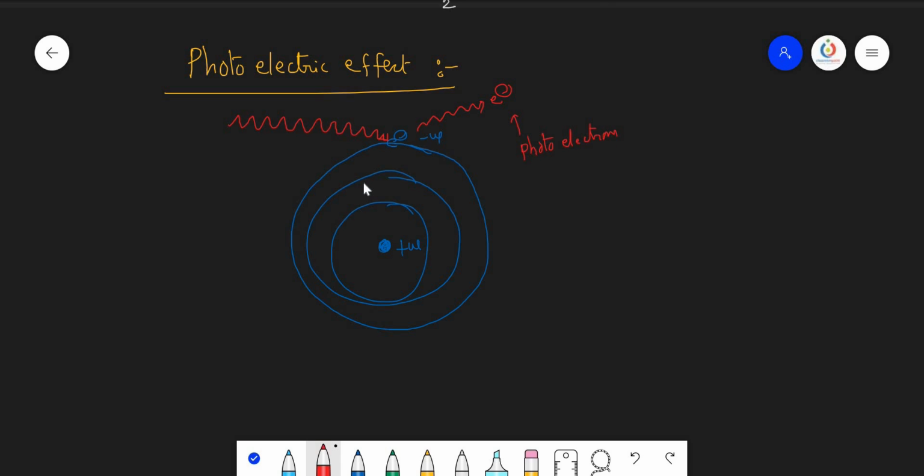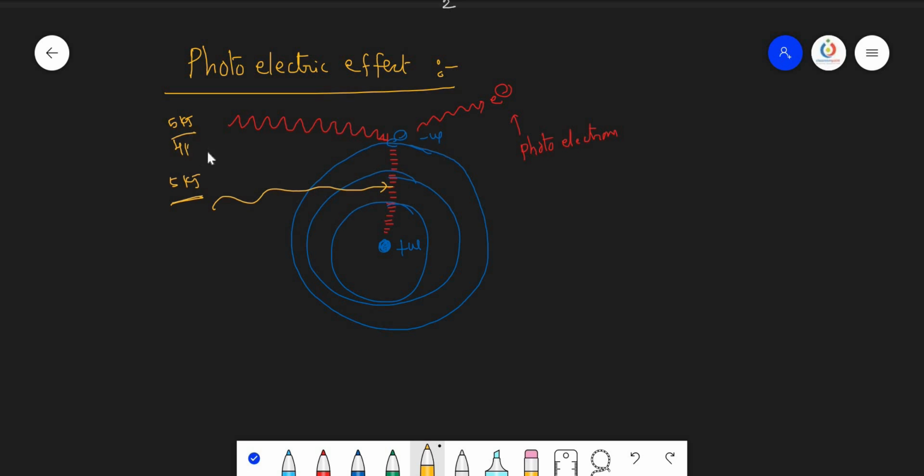Here I need to discuss one definition first. There is an attraction force between the electron and the nucleus because they are oppositely charged. To break this attraction force, imagine I need 5 kilojoules of energy, just for understanding purposes. If I give light with 5 kilojoules, this energy will be absorbed by the electron and it will overcome the nucleus attraction force. It can easily come out.